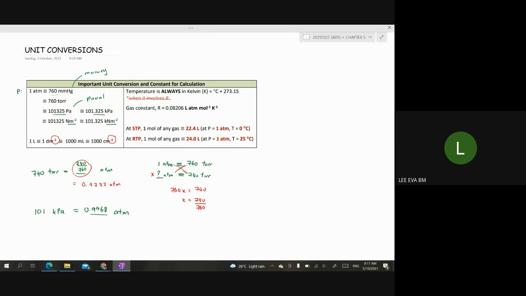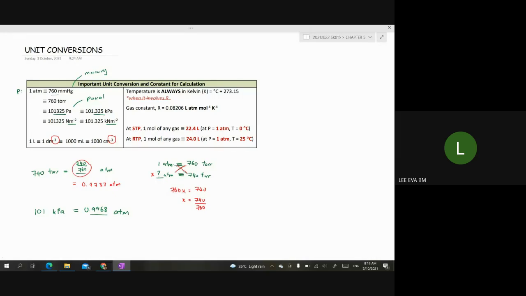101.325, but you cannot round off. If you simply round off, you will get back 1 ATM, which is different from 0.9968. Therefore, we would get a more accurate pressure. It's important for you to take the decimal point. Don't round off straight away.